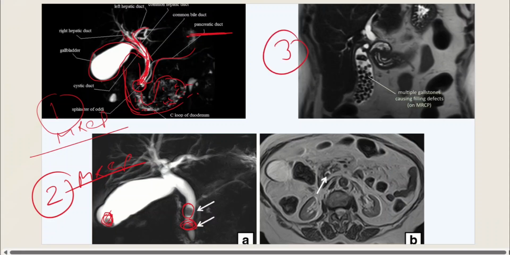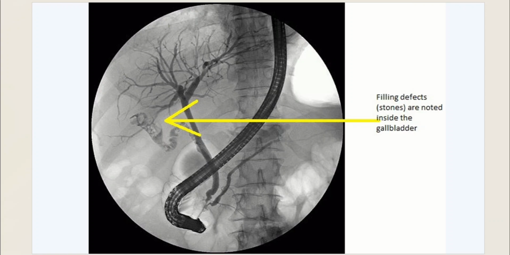Third picture is same. Gallbladder full of multiple calculi causing filling defect. So multiple gallstones on MRCP. So this is what MRCP looks like. So coming to the next slide, it is ERCP. So this is what we are talking about, ERCP.